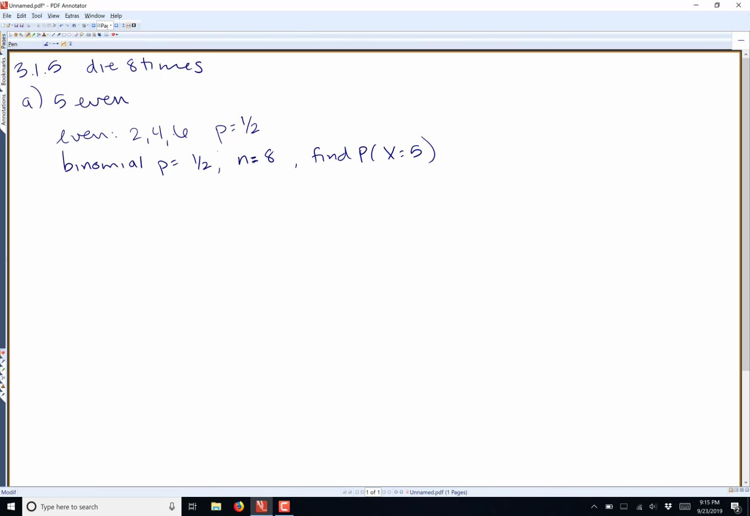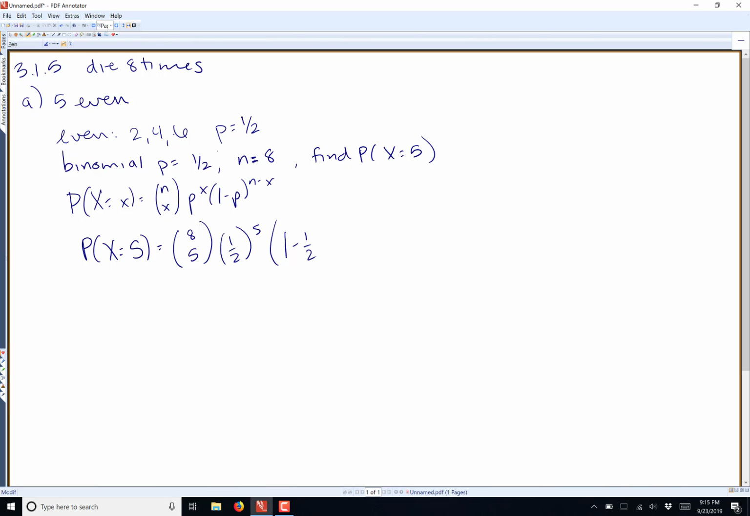Once you know that, it's a simple matter of plugging it into the formula, which may not be simple to evaluate, but at least now we know what we're supposed to do. So our binomial probability formula, the probability that x equals a specific value, is going to be n choose x, p to the x, 1 minus p to the n minus x. So the probability that x equals 5 is going to be 8 choose 5, times, remember our probability is 1/2, so 1/2 to the power of 5, times 1 minus 1/2 to the power of 8 minus 5.